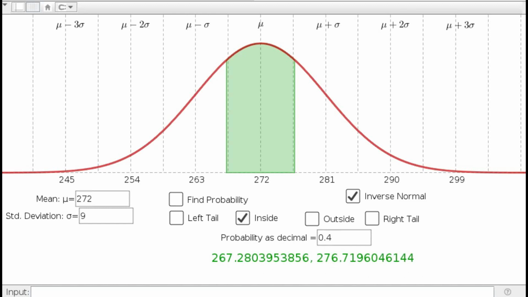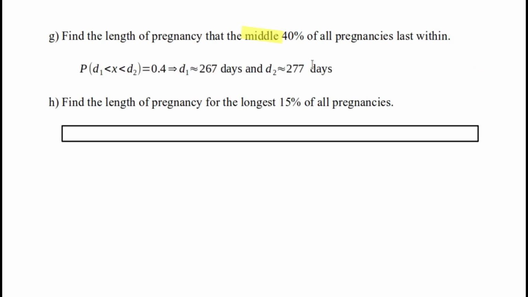Might want to round that up. So we can say that if we want to find those two boundaries that contain 40% of all pregnancies, again, we have already made our equation. It's equal to 40%. So we use the implies symbol to say that when we calculated this, that tells us that the lower boundary on the number of days, d sub 1, is 267 days. And the upper boundary, and it looks like rounding that up was a good idea, 277 days.